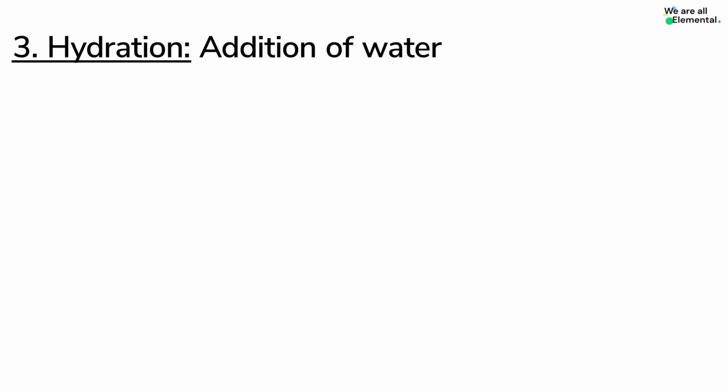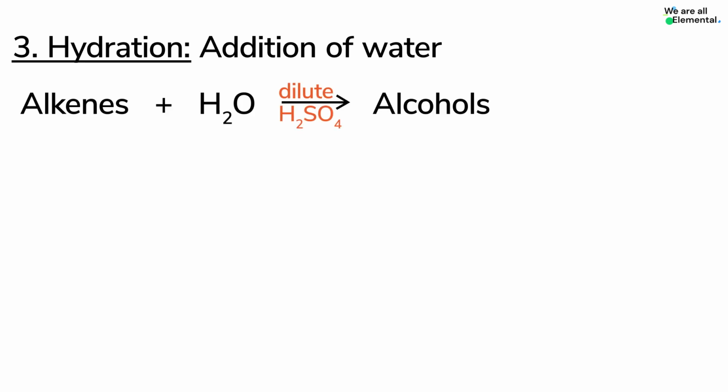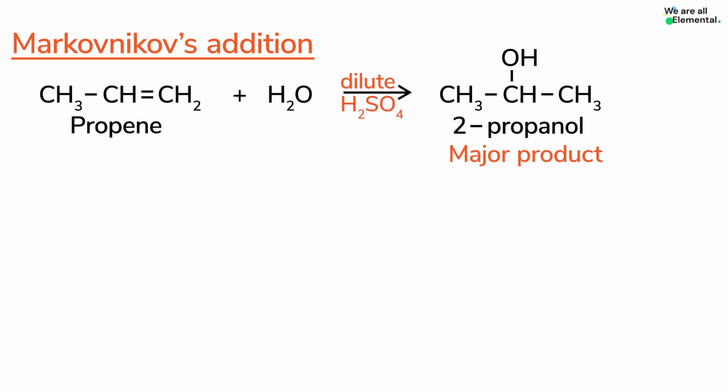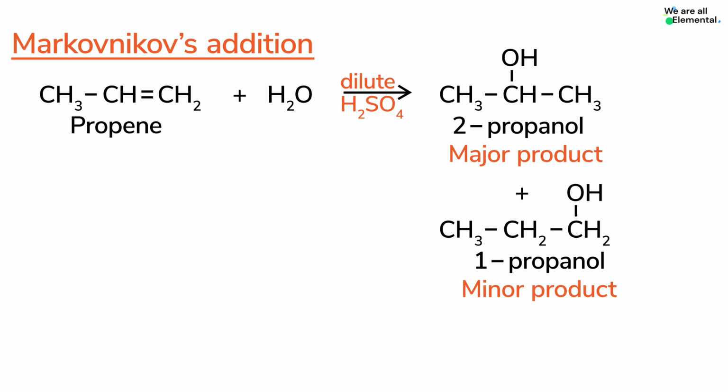Hydration is another example of addition reaction, where alkenes react with water to form alcohols in the presence of dilute sulfuric acid. For example, ethene reacts with water to form ethanol. And if it is an unsymmetrical alkene, then Markovnikov's addition applies, and the major product here would be 2-propanol and the minor product is 1-propanol.